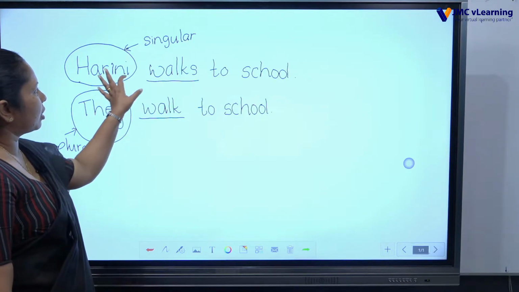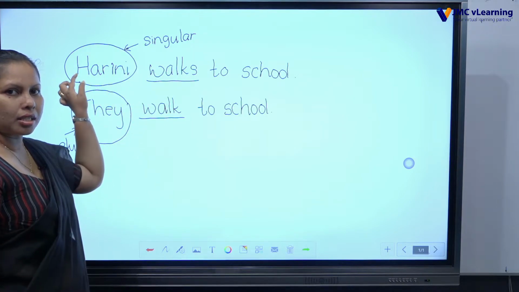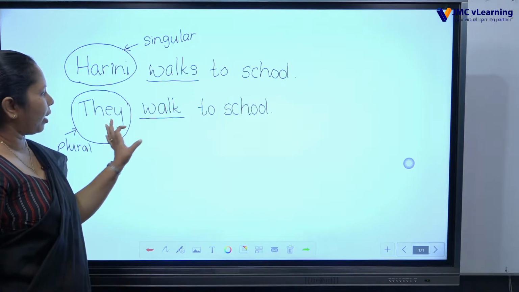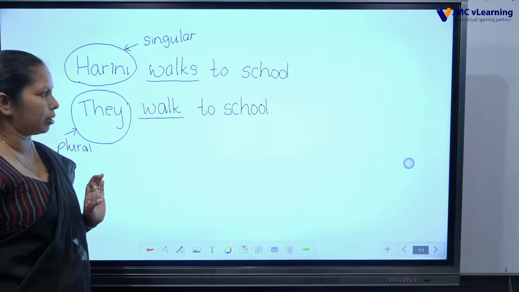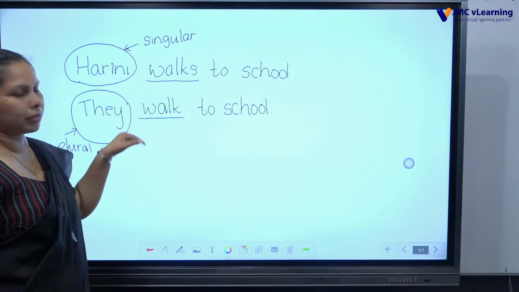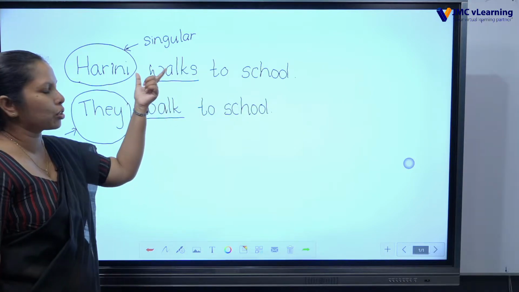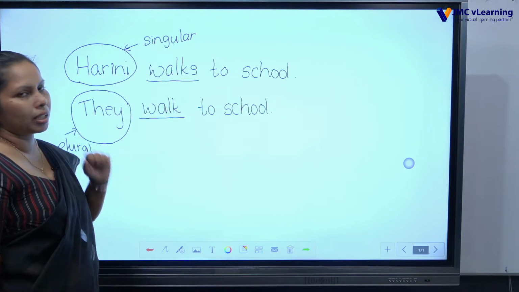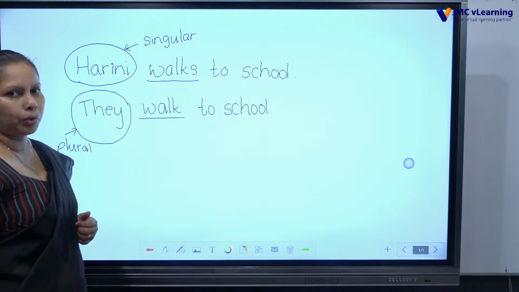Remember, the verb with the s is used with the singular if the noun or the pronoun is in the singular form, and for the plural we have just taken the verb. So don't mix it up thinking there is s and this should be plural. No, walks comes with the singular noun and walk comes with the plural noun.